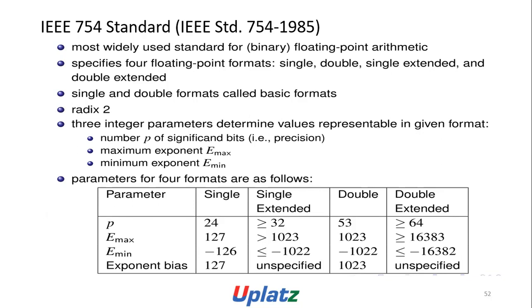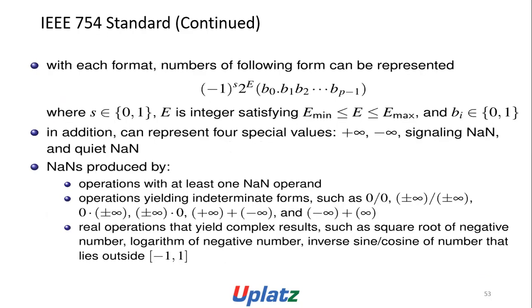Emax is 127 for single, 1023 for double, and at least 16383 for double extended. Emin is minus 126 for single, minus 1022 for double, and at most minus 16382 for double extended. The exponent bias is 127 for single, 1023 for double, and unspecified for the extended formats. With each format, numbers of the following form can be represented: minus 1 to the power s, times 2 to the power e, times b0 dot b1 b2 ... b(p-1), where s belongs to 0, 1, e is an integer satisfying Emin less than or equal to e less than or equal to Emax, and each bi belongs to 0, 1.